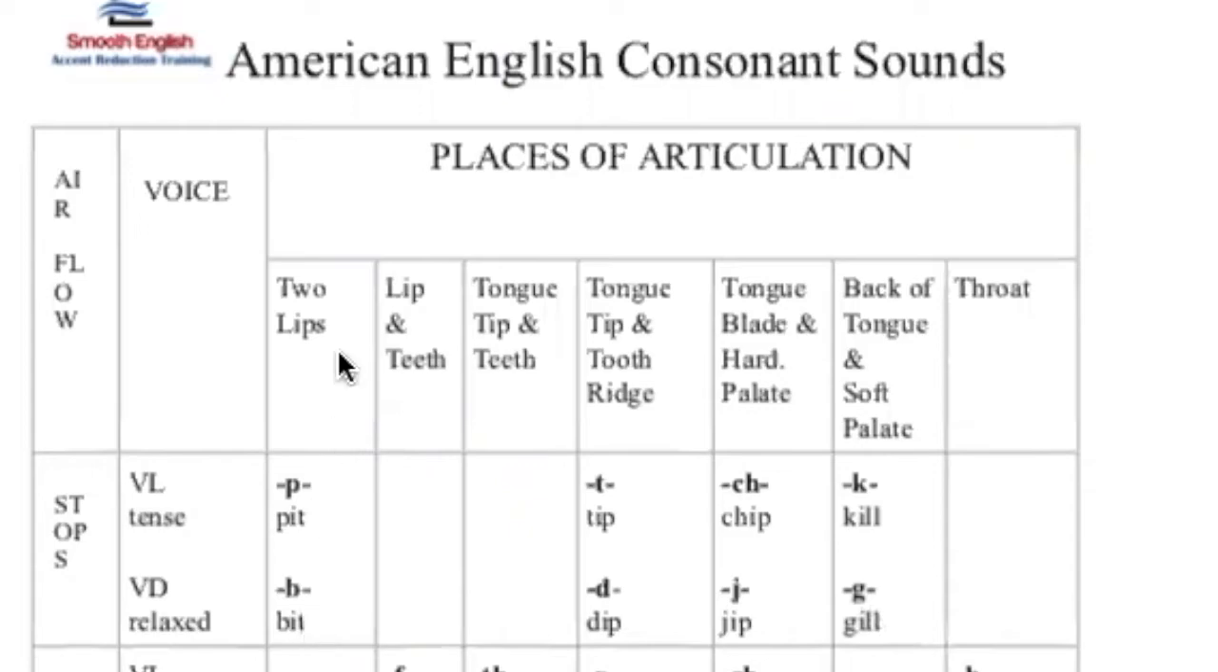Let's review. We have pits and bits. These are stops that use 2 lips. We have tip and dip. The T and the D are stops that use the tongue tip and the tooth ridge. We have CH and J, chip and jip, tongue blade and hard palate. We have K and G, kill and gill, which is using the back of the tongue and the soft palate, which is the back of the top of the mouth.